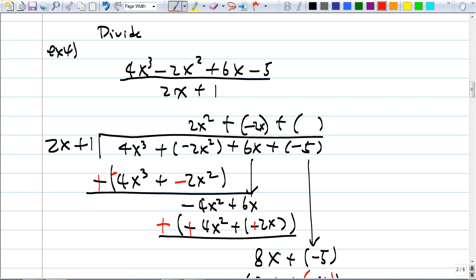Okay, what goes in the last place? Andrew. I'm looking at 8x and 2x now, right? How many times does 2x go into 8x? 4 times. So, what do I get, Andrew?